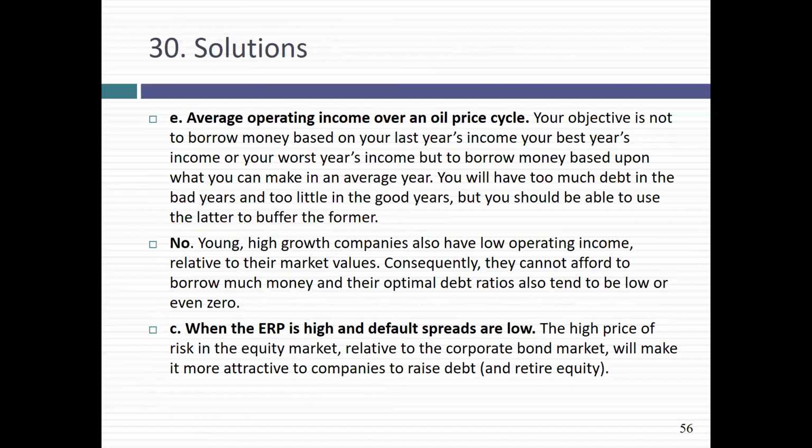So, to answer each question: the first answer is E. We're going to use the average operating income over an oil price cycle. The answer to question two is no. Young growth companies can't borrow much because they can't afford to based on income. The answer to three is C. We are going to find a lot of companies using debt when the price of debt is low and the price of equity is high.